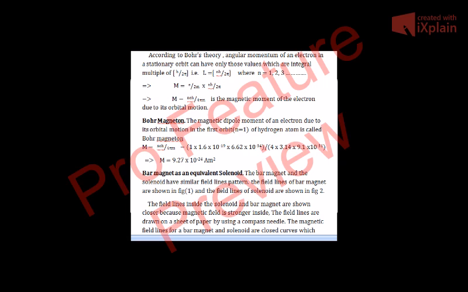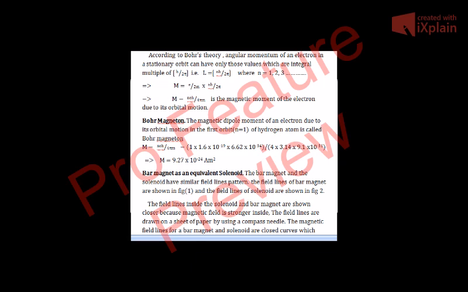The field lines of a bar magnet are shown in fig 1, and the field lines of a solenoid are shown in fig 2. I can show you later on. The field lines inside the solenoid and bar magnet are shown close because the magnetic field is stronger inside the bar magnet as well as inside the solenoid.